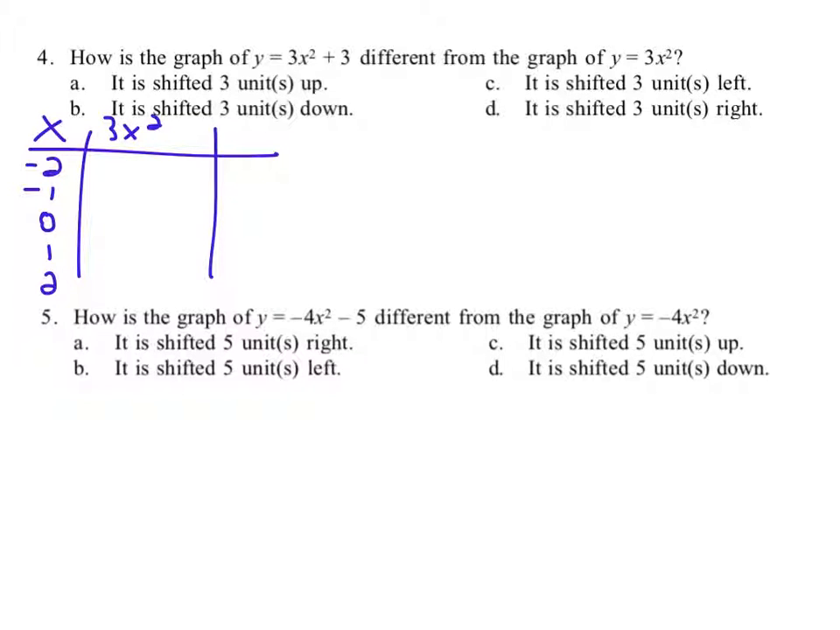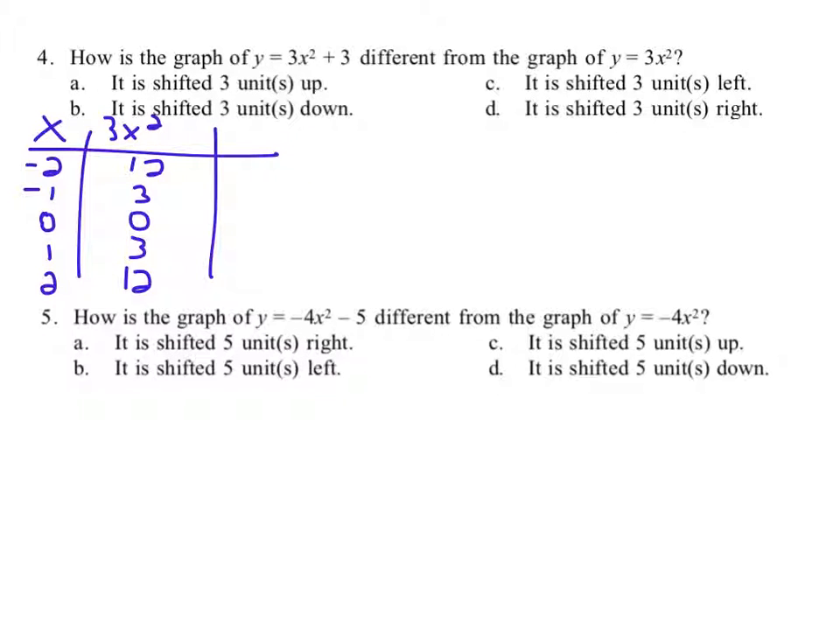If you square the x, -2 times -2 is 4. Then multiply by the coefficient of 3, you get 12. I'm just going to do this for a few numbers. Plug in -1. -1 squared is 1. Multiply it by 3, you get 3. Plug in 0. 0 squared is 0. Times 3 is 0. Plug in 1. 1 squared is 1. Times 3 is 3. And then plug in 2. 2 squared is 4. Multiply it by the 3, and you get 12.